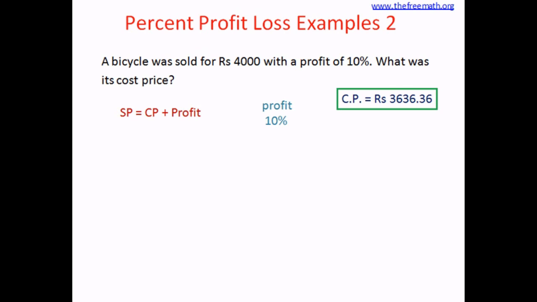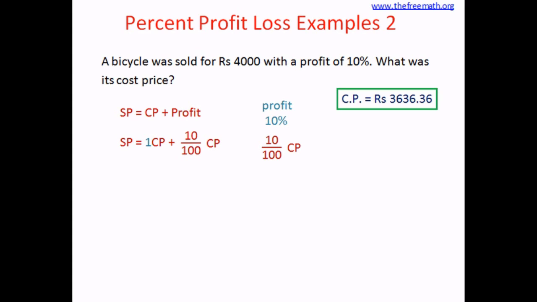So 10% of CP, I can write down as 10 over 100 CP. This is the 10% of cost price. So if I put this value in the formula, it will look like this. SP equals CP plus 10 over 100 CP. Now there are these two terms where you have CP as the variable. The first term does not have any coefficient, and when there is no coefficient, it is 1. CP means 1 CP. So what I have here is SP equals 1 CP plus 10 over 100 CP.